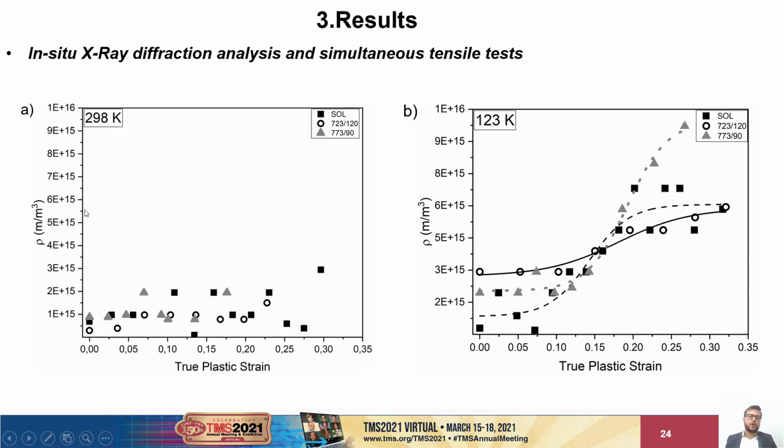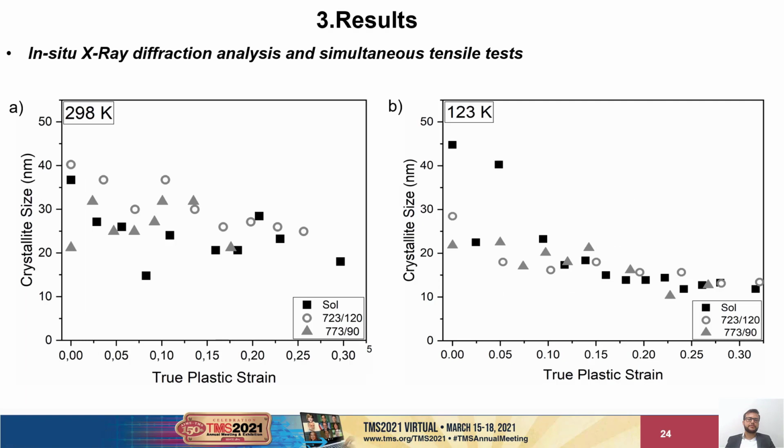Here I show you the evolution of dislocation density as a function of true plastic strain at both temperatures, where we can see that at room temperature there is no significant change in the dislocation density, and this is due to the occurrence of the dynamic recovery, where the material reaches a balance between work hardening mechanism and softening mechanism. But at cryogenic temperature, the material has a pronounced increase of dislocation density. And this is another indication that at this temperature, there is a partial suppression of dynamic recovery.